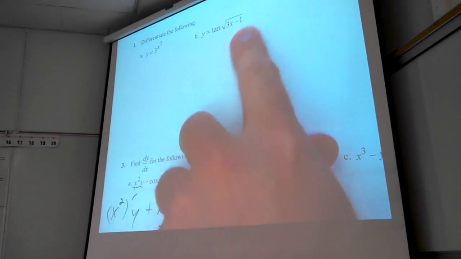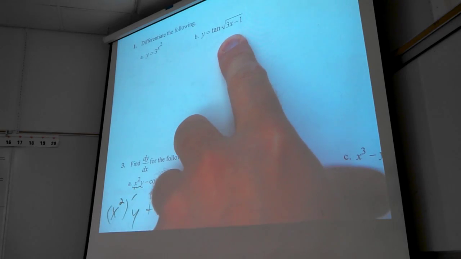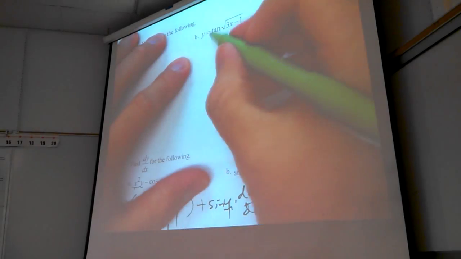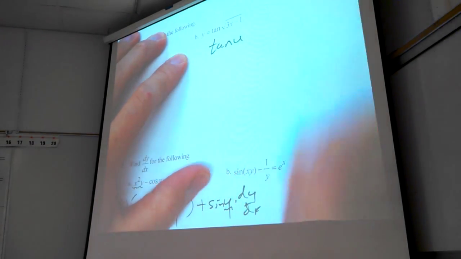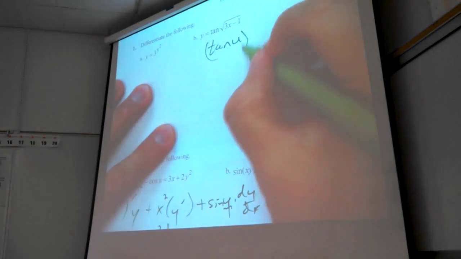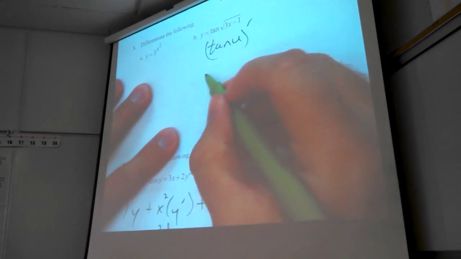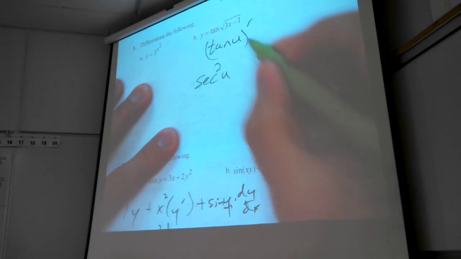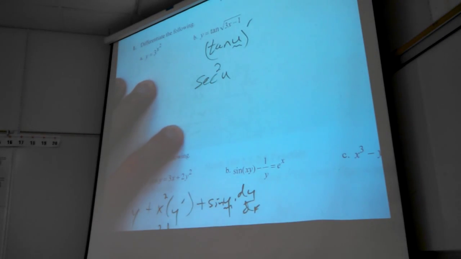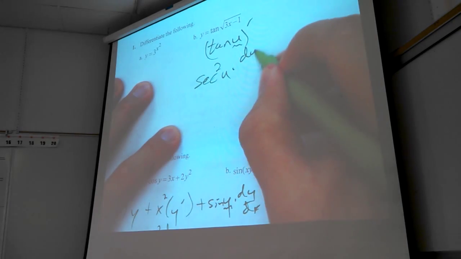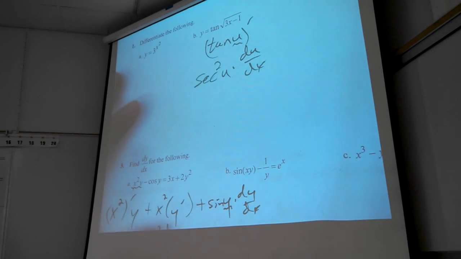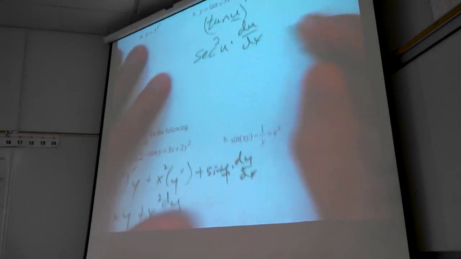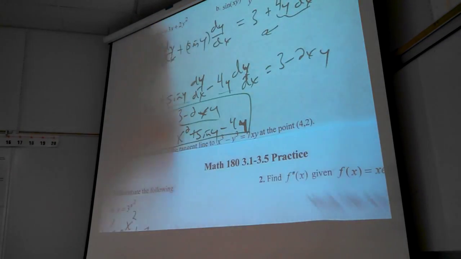like this one. Right? So if I did this one, like if this was tangent u, what's its derivative? Secant squared. Would u be the y? Yeah, u is some function of x. So du dx. I like it. And then, let me see, where's the answer?